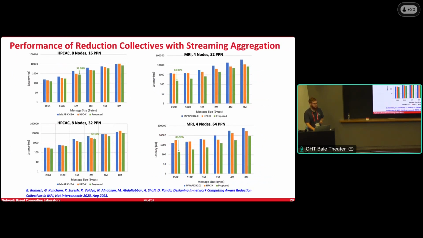Another feature of SHARP is streaming aggregation, which once again can improve performance of our reduction collectives even further. So this is our design with streaming aggregation, and you can see compared to our standard MVAPICH 2-X design, it shows even further improvements. This, I believe, will be going into a future version of MVAPICH Plus.